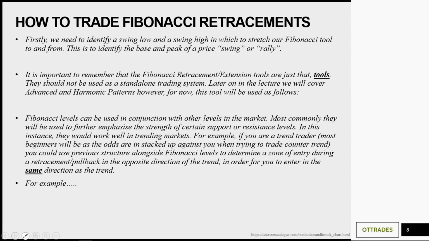So for example, if you're a trend trader, you could use previous structure alongside Fibonacci levels to determine a zone of entering during a retracement or pullback. So if the trend is bullish, i.e. the market is going up, you could use a Fibonacci level to enter a trade when the market pulls back down in the opposite direction of the trend. If price moves a little bit lower, you can find a Fibonacci level to enter the trade long in the same direction as the trend. So trend's moving up, price moves back down a bit lower.